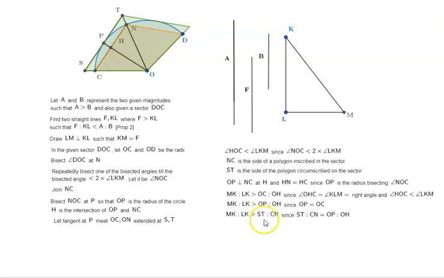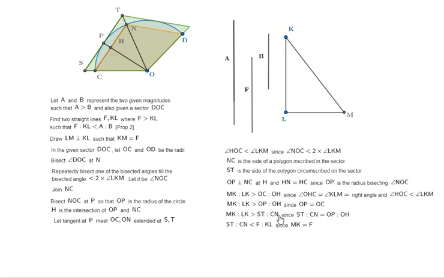MK is to LK is greater than ST is to CN, since ST is to CN is equal to OP is to OH. This is because of the similarity of the triangles CON and SOP. Now, since MK is equal to F, we can say MK is to LK, or rather F is to LK, is greater than ST is to CN.